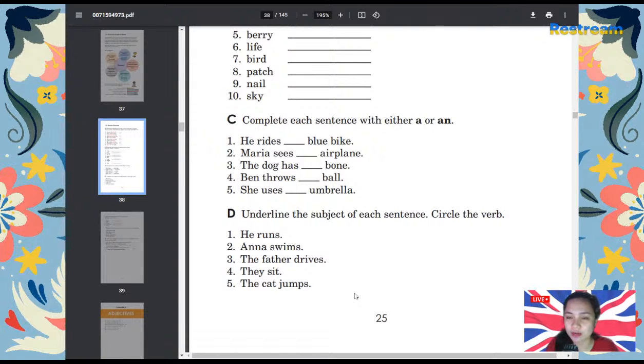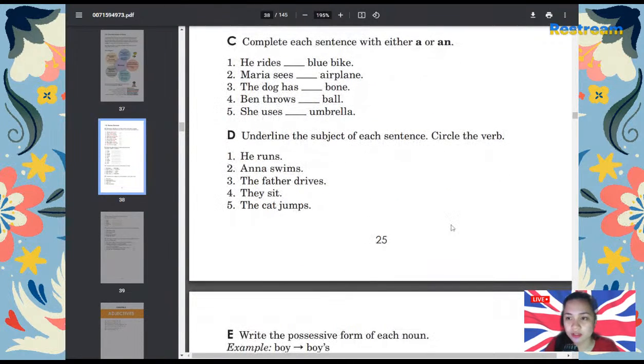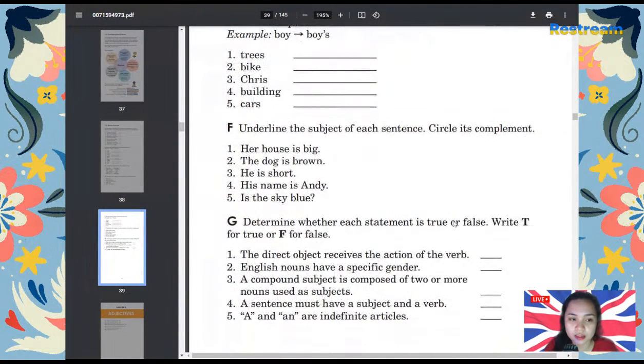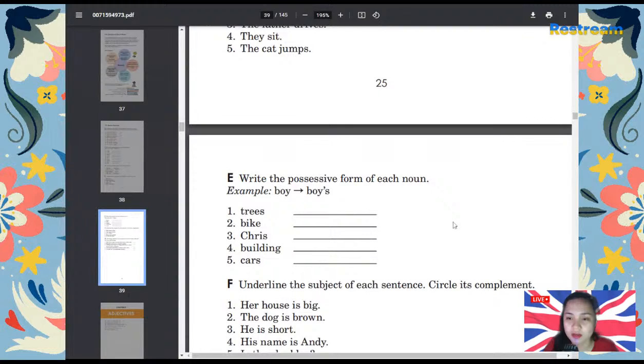Okay, so we are done with the subject and the verb. We are also done with the articles and identifying the nouns. Very good. So let's go to the next page already, page 26. We have three more left for the review recap of the previous lesson. Good job. I can see smiles.